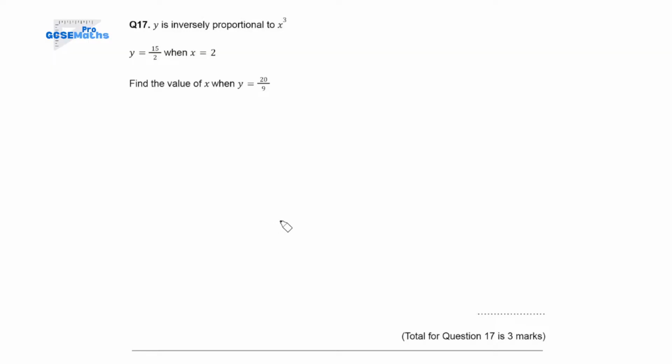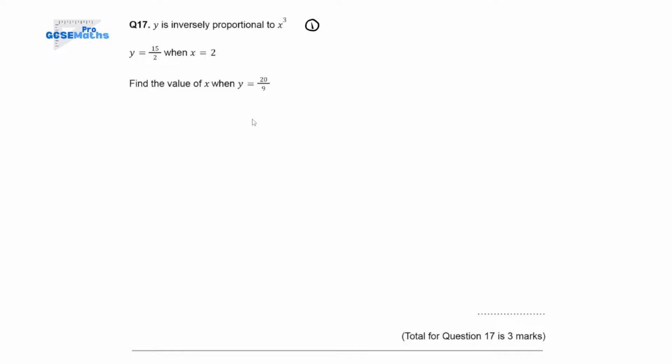Question 17, there's quite often some kind of, not necessarily inverse proportion, but proportion generally in the non-calculator question. So I've just gone with inverse proportion. So y is inversely proportional to x cubed. We obviously get given our matching pair and then the question. Normally I split these questions into 3 parts. So step 1 is, and again they've laid it out in 3 parts.